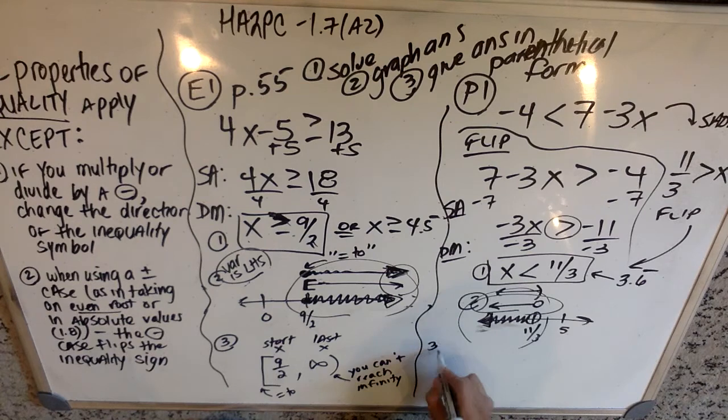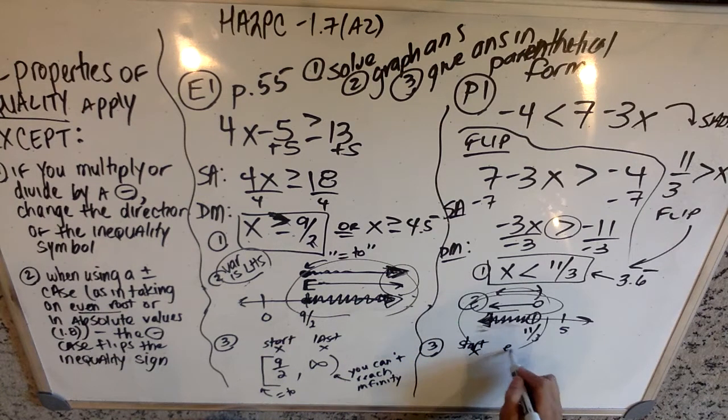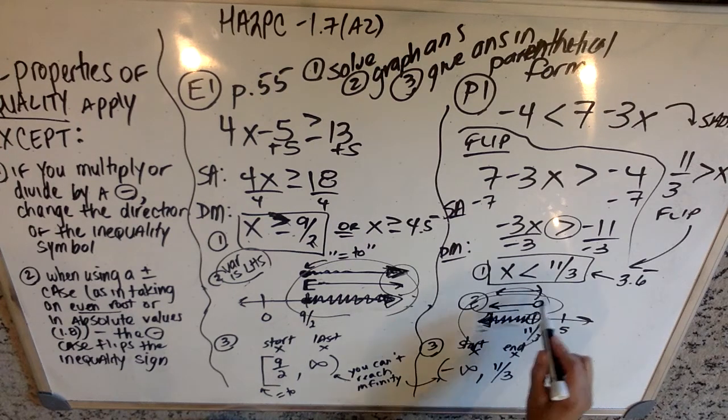So when we want to write our answer parenthetically, we're going to write whatever the starting x is up until the ending x, right? Well, the starting x is negative infinity here, because that arrow goes forever, and I'm going to put a parenthesis for the same reason I did over here. You can't actually reach infinities. And then it's going to end at 11/3, right? That's the ending value, right? But I'm going to put a parenthesis because, again, it's not equal to the 11/3, right?